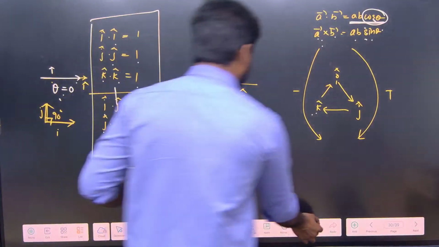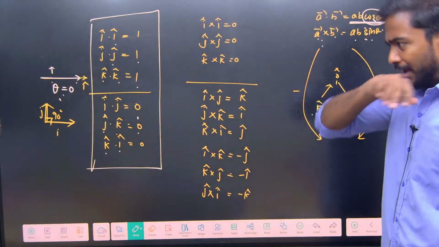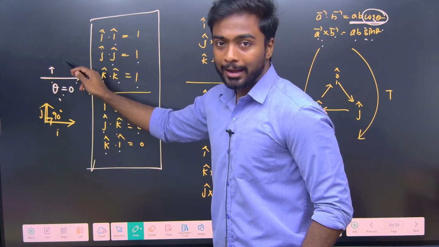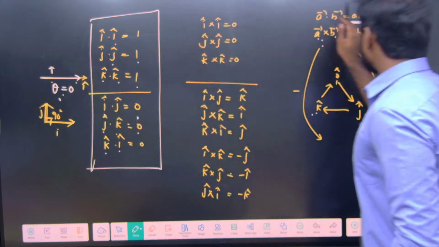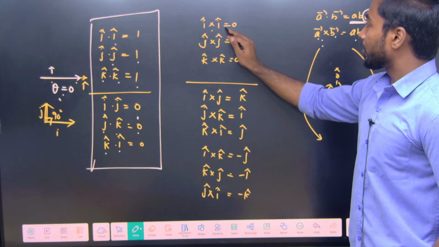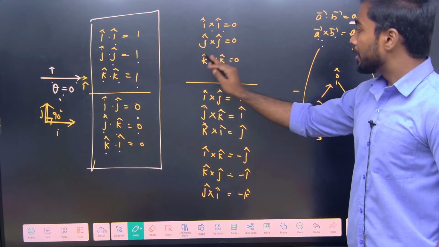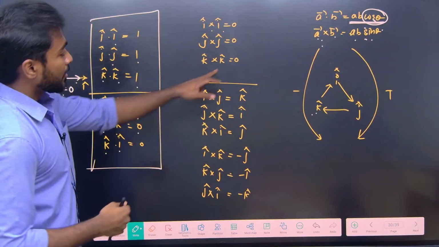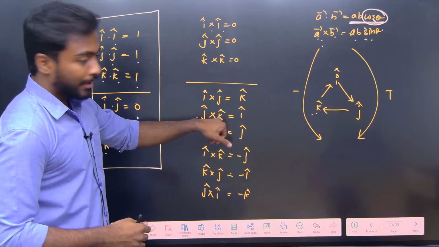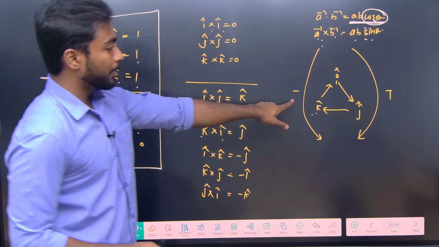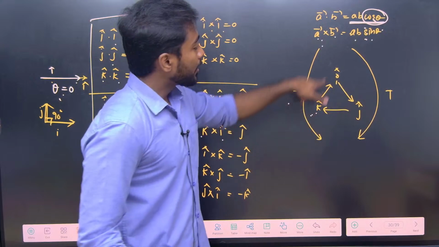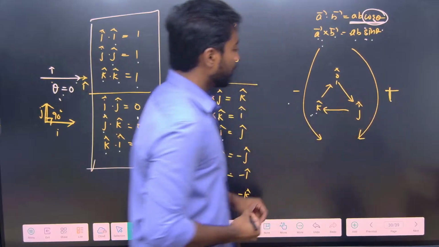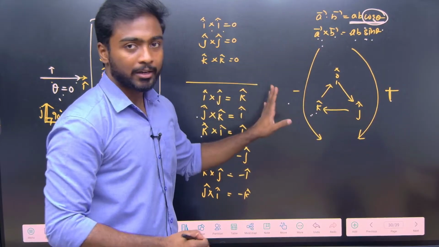Okay. And for the cross product, as I told you, when I take the same I direction for two vectors, the angle between them is 0 and sin 0 is 0. So I cross I will be 0, j cross j will be 0, k cross k also will be 0. But when I come to I and j, or j and k, or k and I, I am using a simple method here: I, j, k. If you are going in a clockwise direction, it is positive. When you are going in the anti-clockwise direction, it is negative.